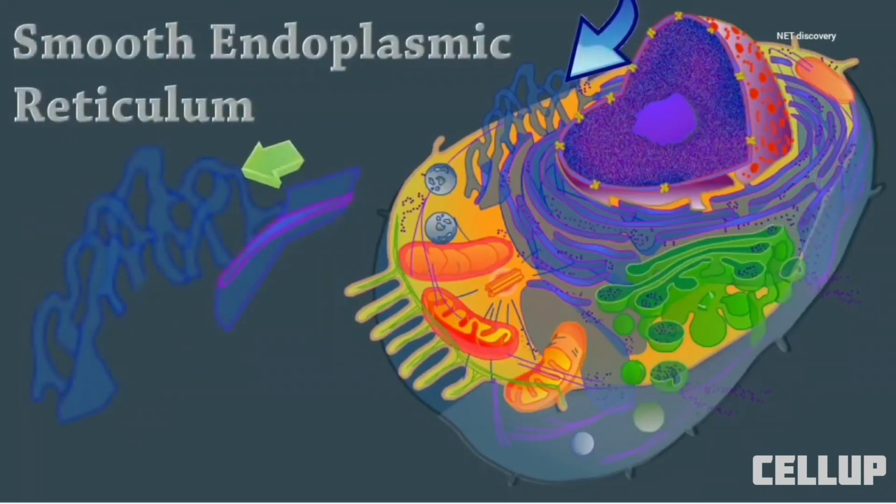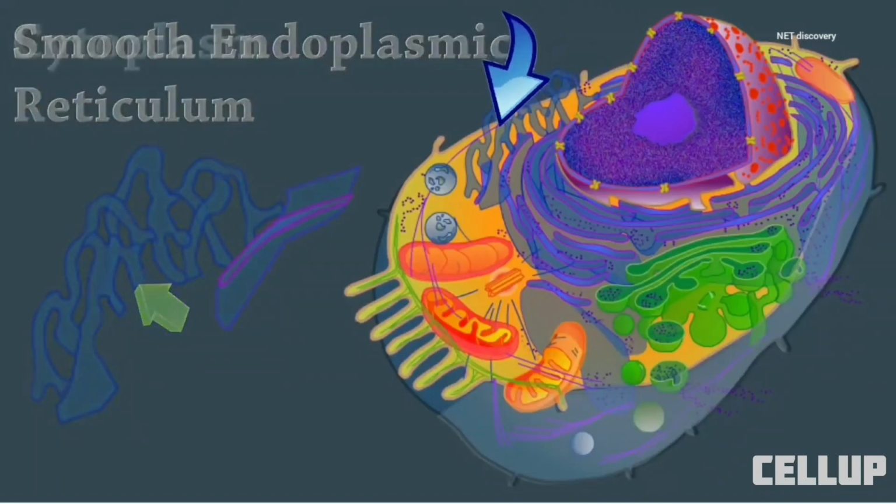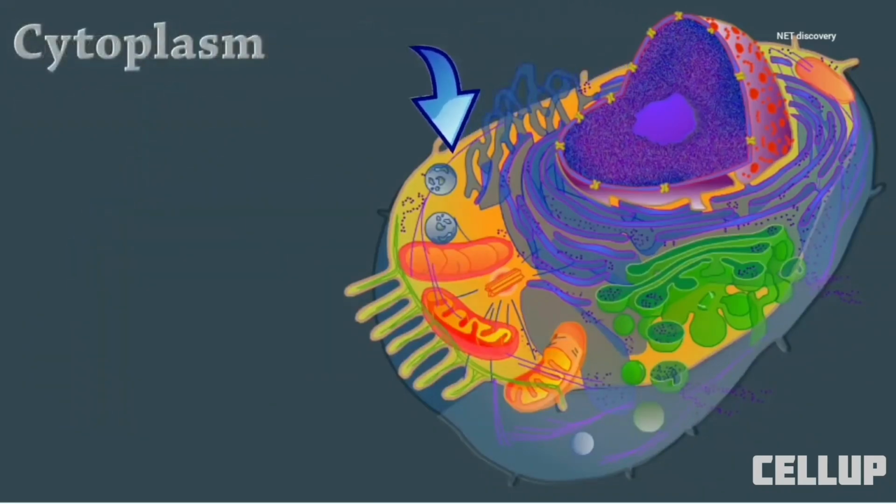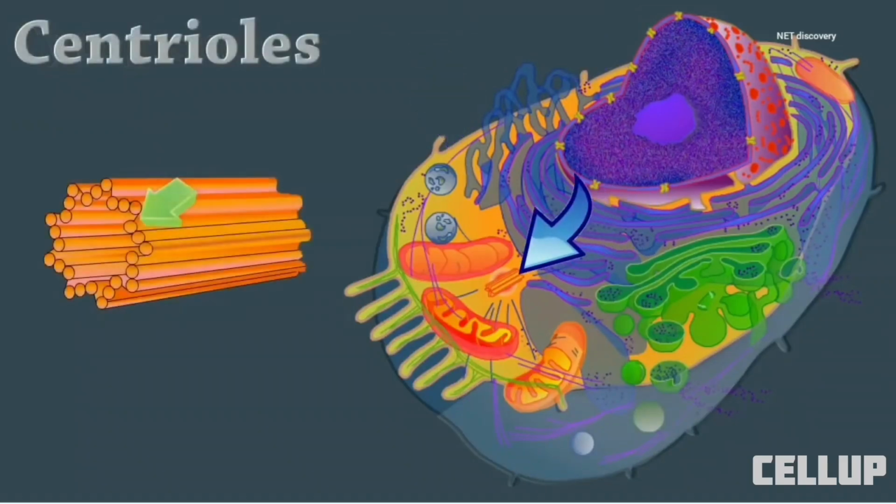The smooth endoplasmic reticulum is a membranous system of sacs and tubules that plays a part in several metabolic processes. It's free of ribosomes and synthesizes steroids, metabolizes lipids, and detoxifies drugs. In addition to organelles, the cytoplasm also contains other cellular structures.